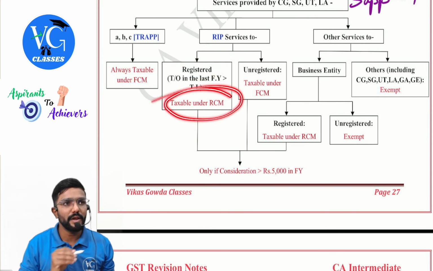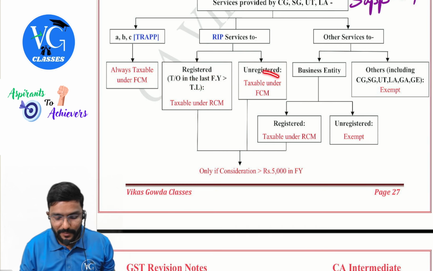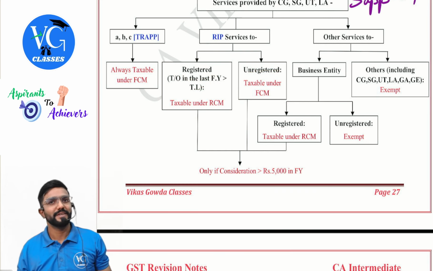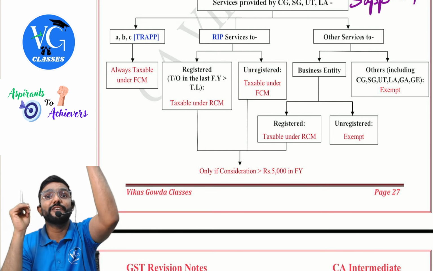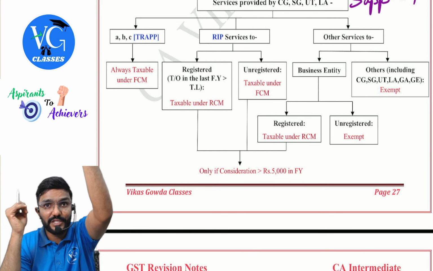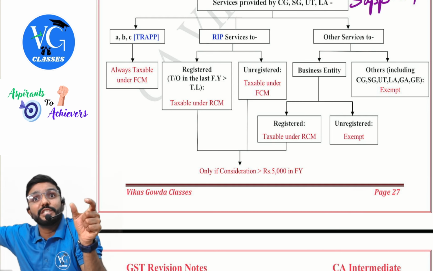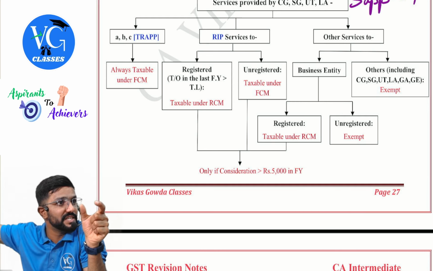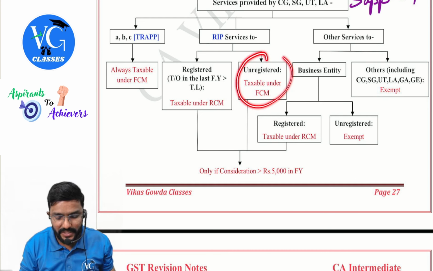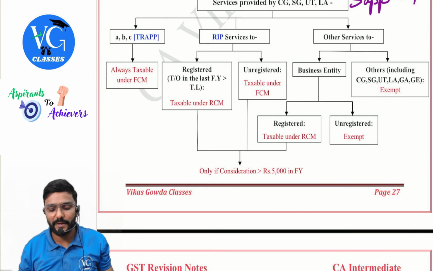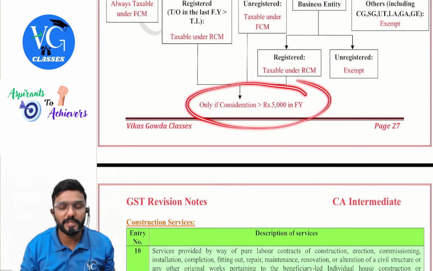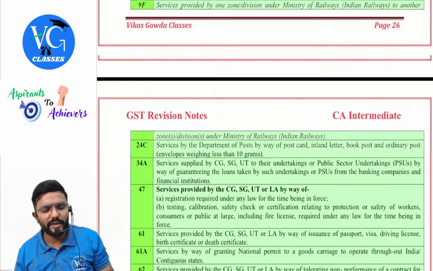Is RCM applicable? Yes. Next, unregistered means FCM is applicable. Guys, even in RCM, renting of immovable property, they excluded it from the list and included it in the next list. And they told clearly the recipient should be registered. Okay, sir. If it is unregistered, taxable under FCM, but only if consideration is more than 5,000.